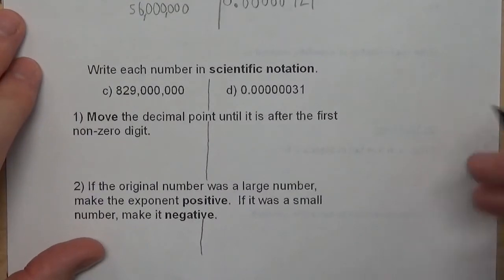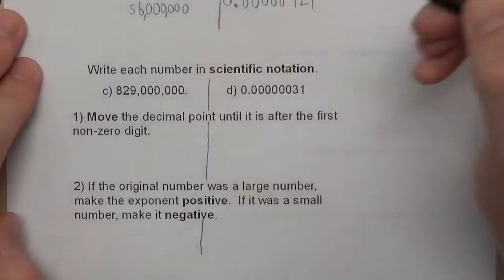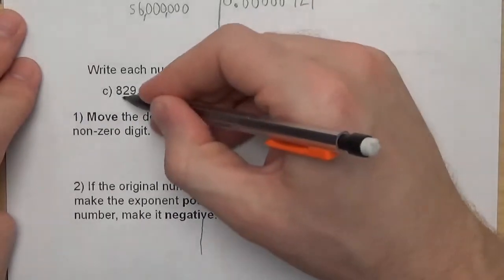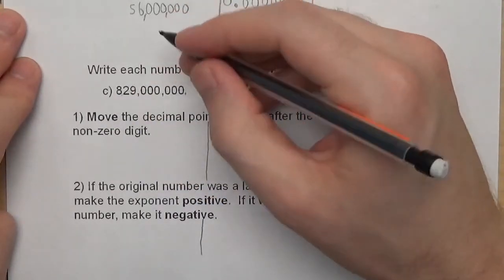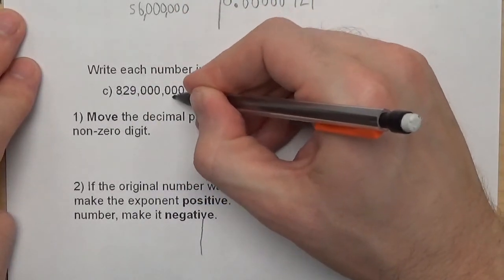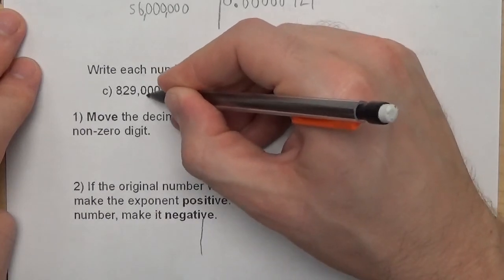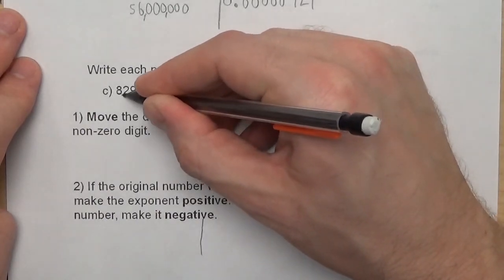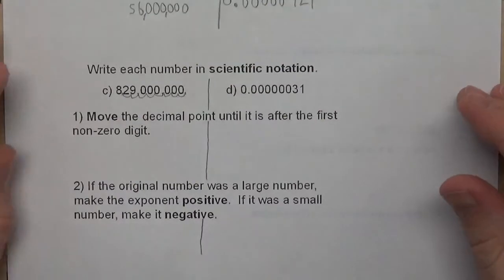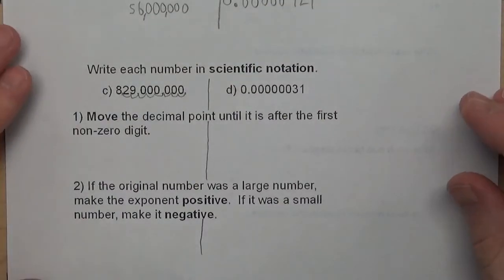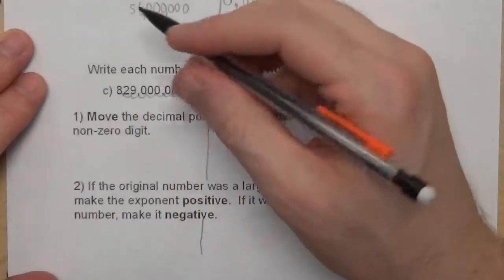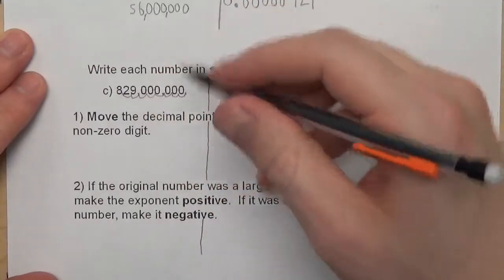So right now in this number there is no decimal point. So when there is no decimal written, it's all the way over here to the right. So we're going to move it until it ends up where it's supposed to be, between the 8 and the 2. So 1, 2, 3, 4, 5, 6, 7. I moved it 8 spaces. So we're going to go ahead and rewrite our coefficient as 8.29.